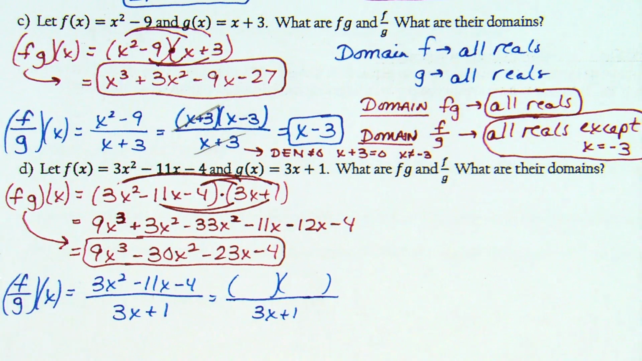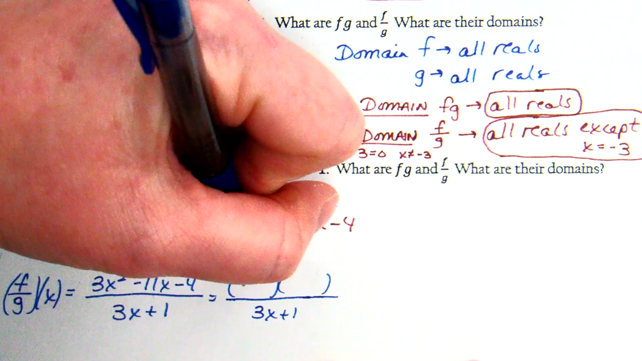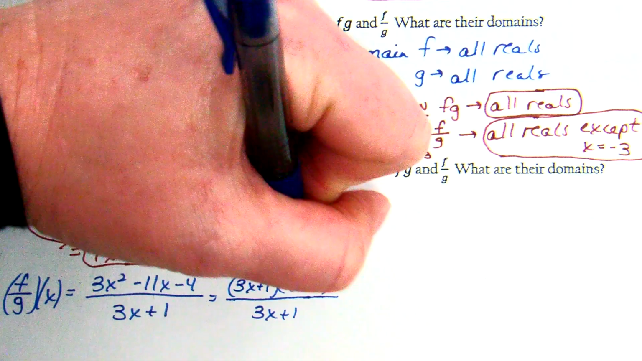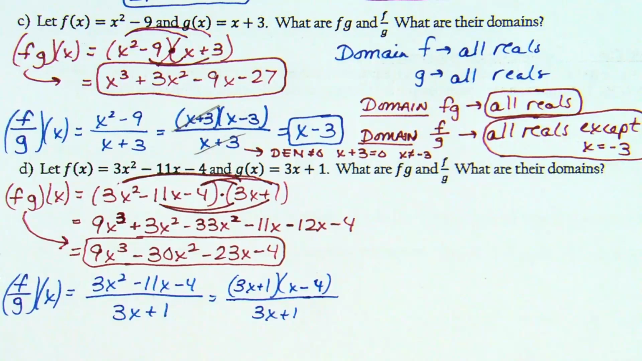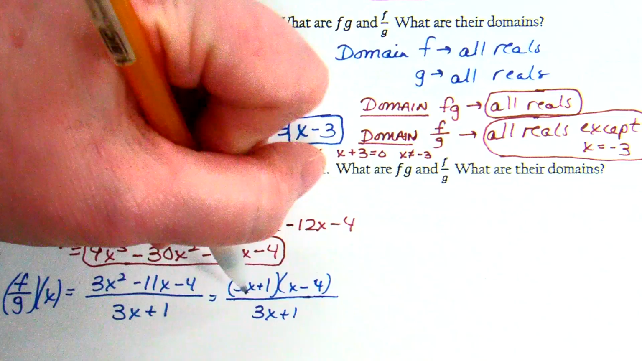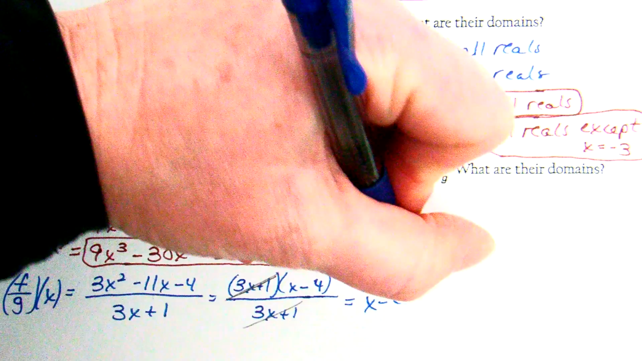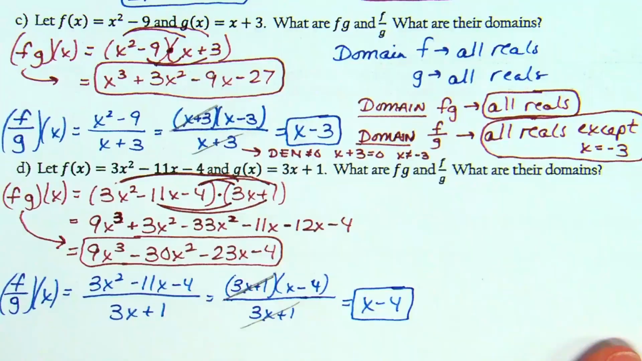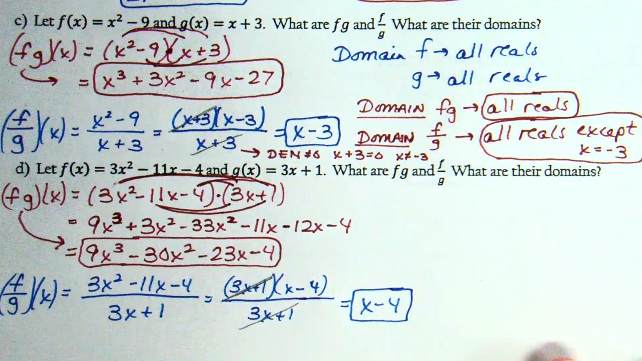Just saying. Okay, so we factored into 3x plus 1, x minus 4, and what happens? The 3x plus 1s can cancel. That gives me a final answer of x minus 4. Real quick, let's finish up with domains.